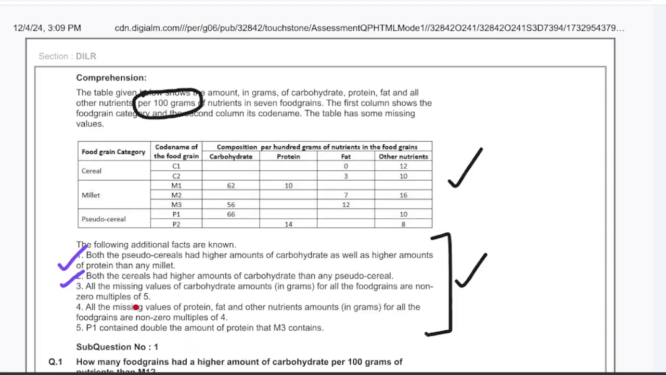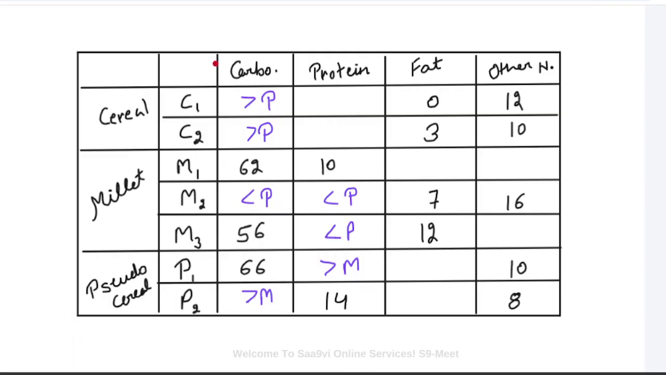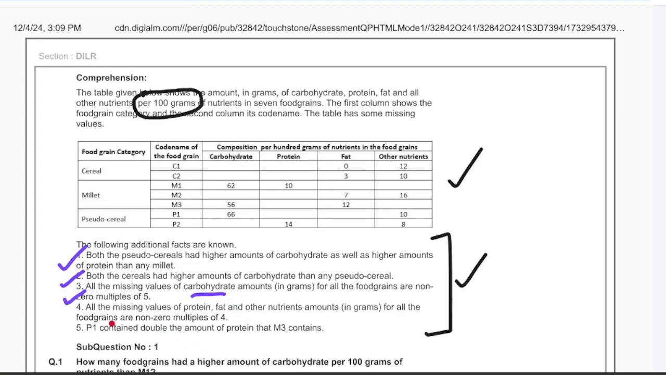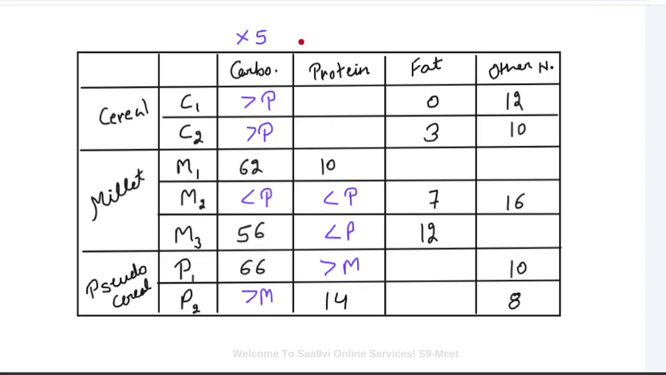The next information says all the missing values of carbohydrates are in the multiple of 5. So these values are going to be multiple of 5. The missing ones, not the existing ones that have been given to us. And the missing values for protein, fat, and other nutrients should be multiple of 4. They all will be multiple of 4.